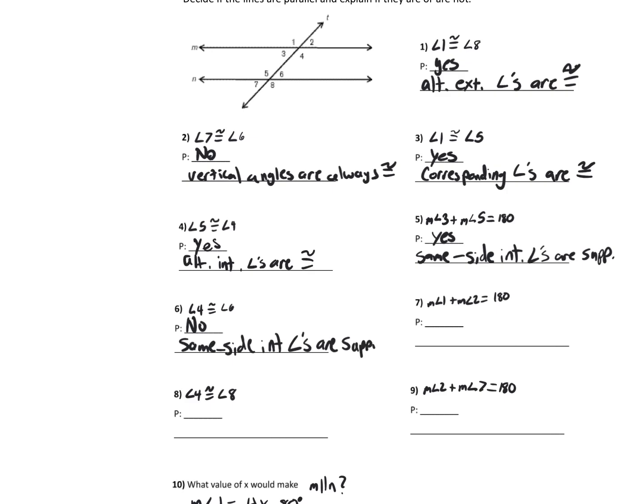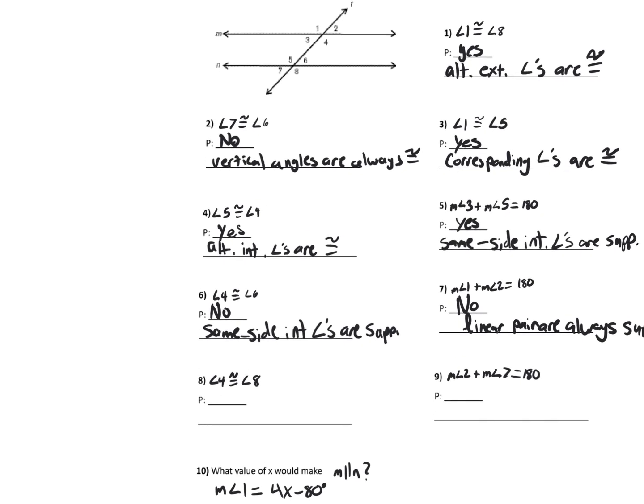All right, the measure of angle 1 and the measure of angle 2 add up to equal 180. Well, angle 1 and angle 2 form a linear pair, and linear pairs are always supplementary. That has nothing to do with line N. So that is a no. That does not help us prove anything.